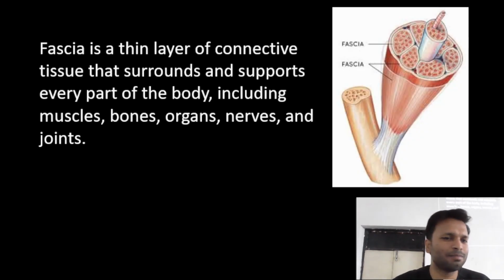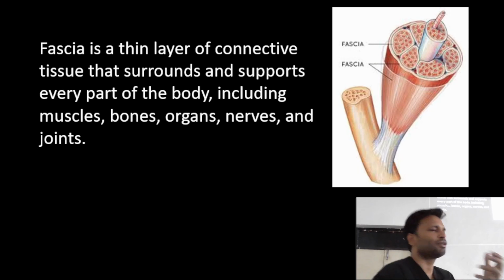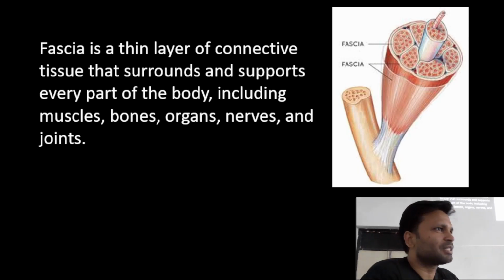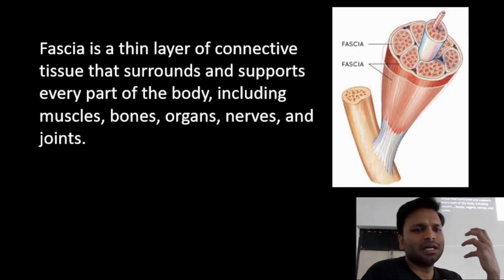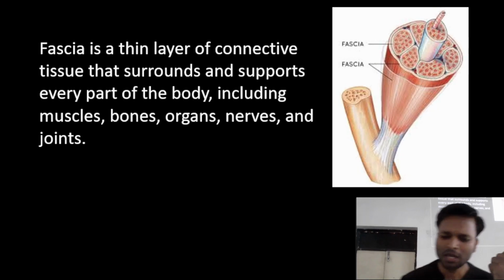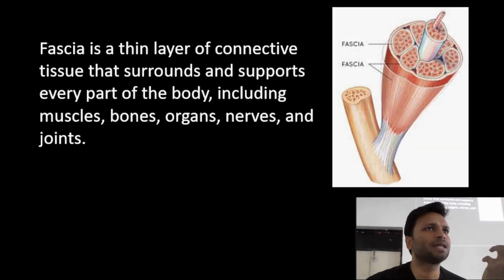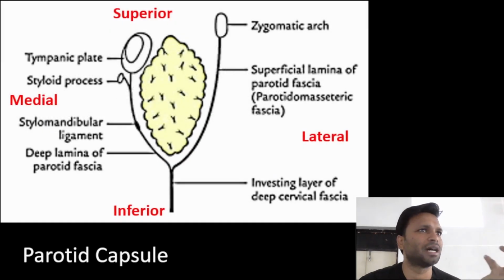Before we talk about space infection, we need to understand what a fascia is. So a fascia, by definition, is a thin layer of connective tissue, fibrous tissue that surrounds and supports every part of the body, be it muscle, be it vital structures like heart, liver, lungs, organs, nerves, bones. Un sab ke around we have the fascia. And I'm sure you have heard of parotid capsule. Even that is a part of a fascia.